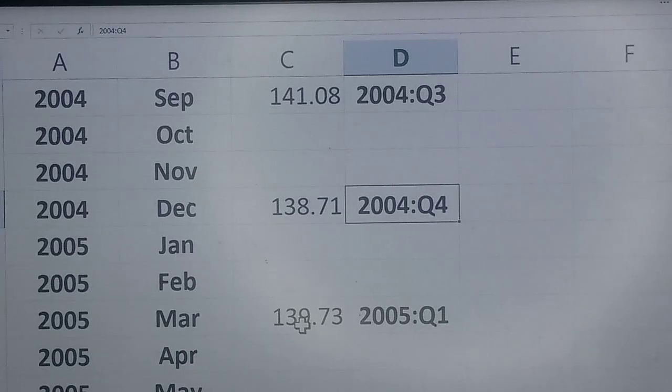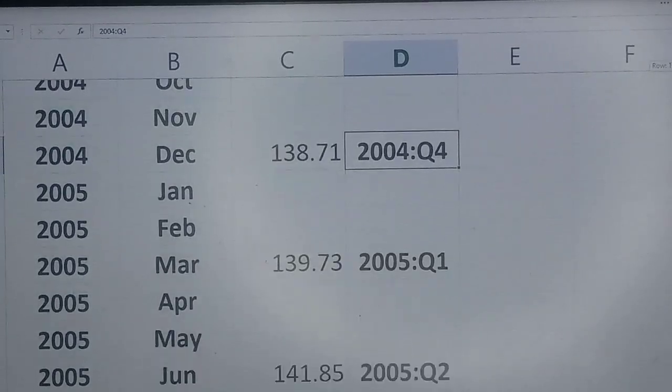We have the same process repeated for other years, 2005 up to I think 2006.